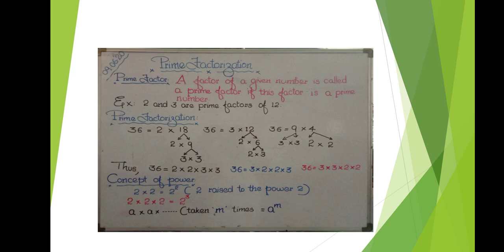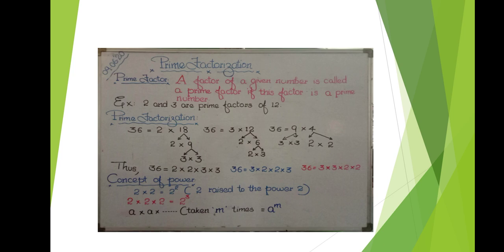I hope you remember what are prime numbers. Prime numbers are the numbers which have only two factors, that is 1 and itself. So here in the example, 2 and 3 are prime factors of 12. 12 has many other factors: 2, 3, 4, 6, 12. These are all factors of 12.